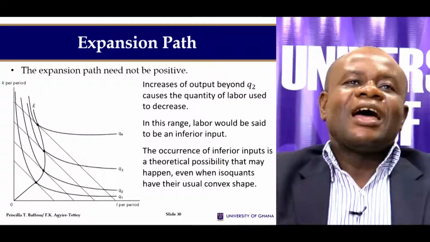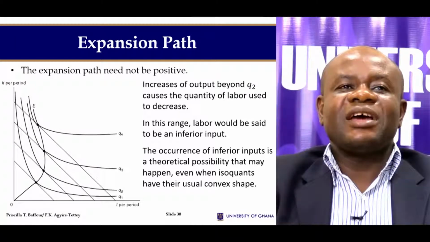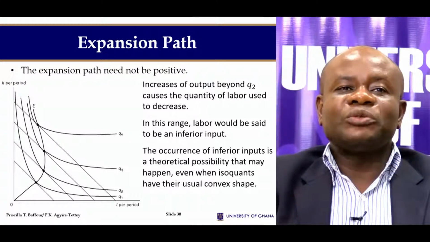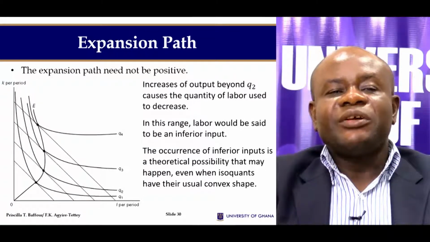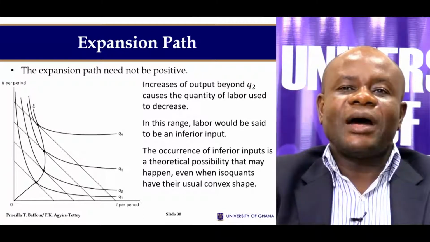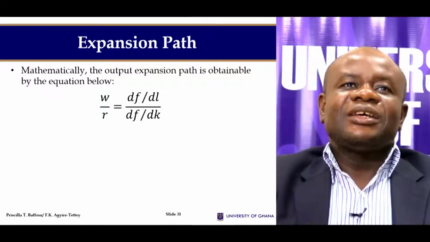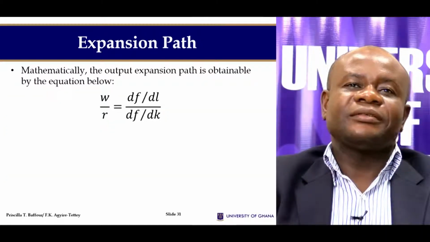But then, our expansion path need not be positive all the time. It can be negative, and as illustrated from the curve we have, as you move, you realize that the expansion path is positive until we get to the third isoquant Q3, and it becomes a downward sloping path. So mathematically, the output expansion path is obtained by the equation seen here.